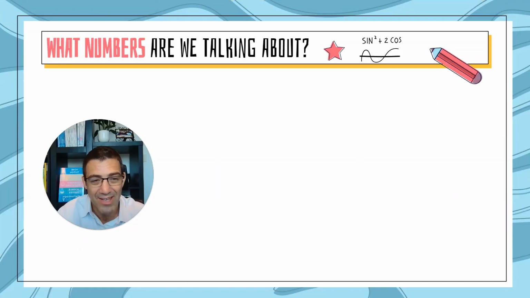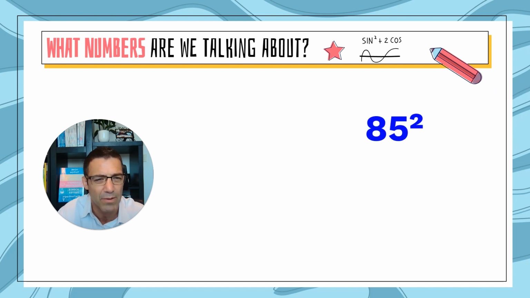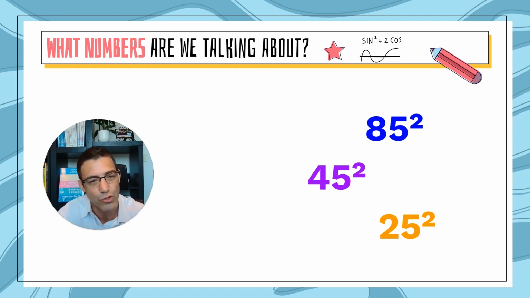I'm super excited to share this trick with you, and so the first thing to think about is what kind of numbers are we talking about? We're talking about squares, and square numbers are numbers multiplied by themselves. As an example, 4 squared means 4 times 4, which is 16. Here we're looking at squares of numbers that end with a 5, specifically numbers like 85 squared, or perhaps 45 squared, or even 25 squared. Looking at these numbers at first glance, it's not easy to square them, but by the end of this video, you should be able to do it.